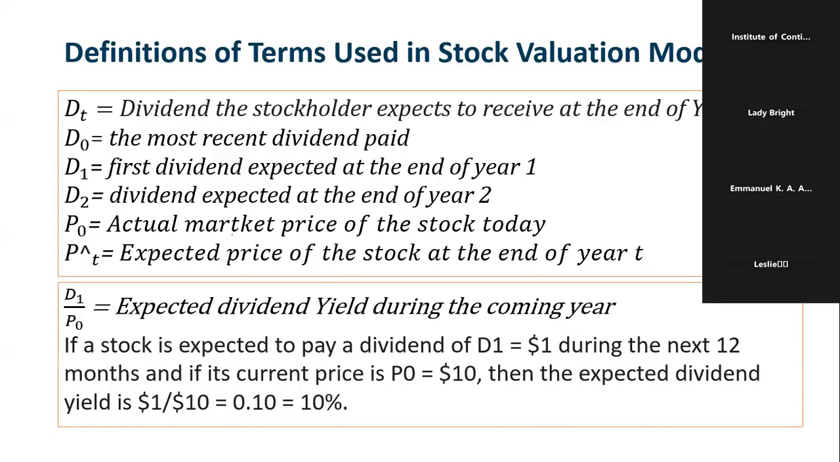If a stock is expected to pay a dividend of $1 at D1, at the end of 1 year or during the next 12 months, and its current price P0 is $10, then the expected yield will be D1 over P0, which is $1 over $10, giving you 10% yield by the end of 1 year.